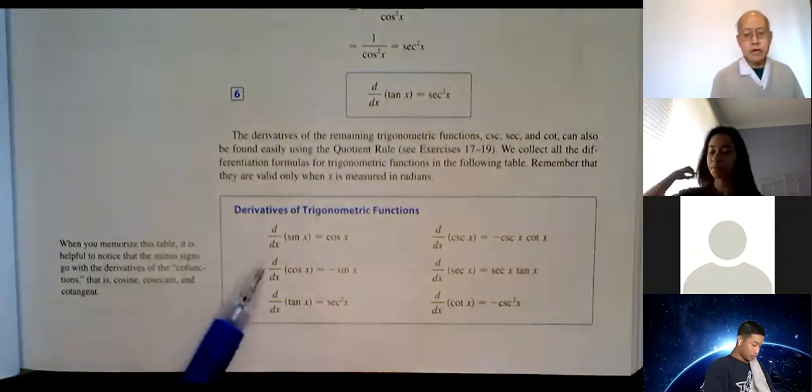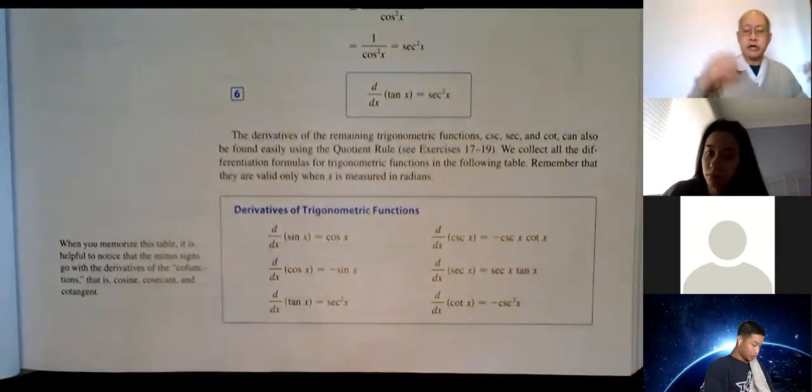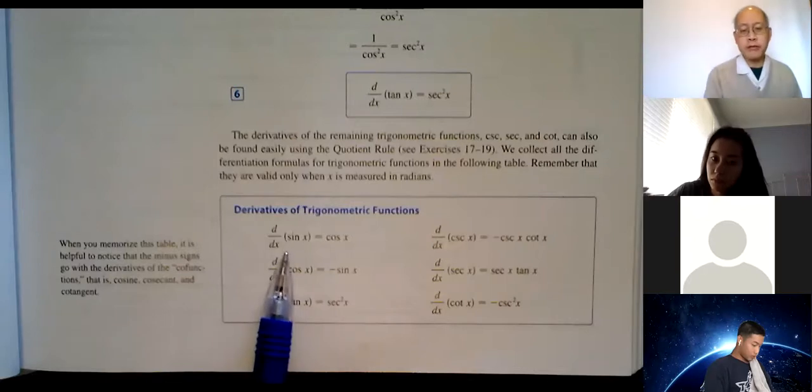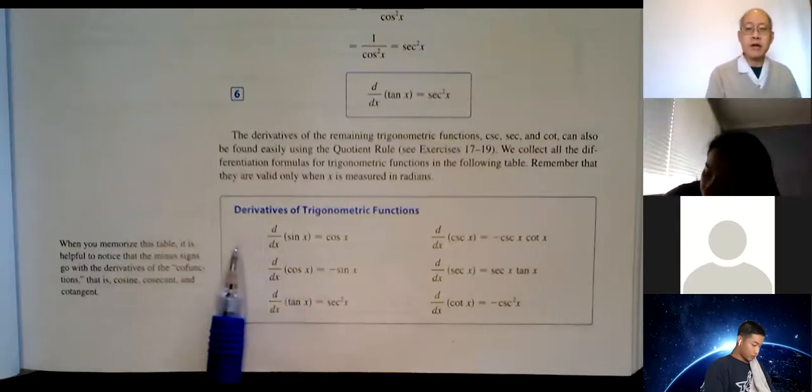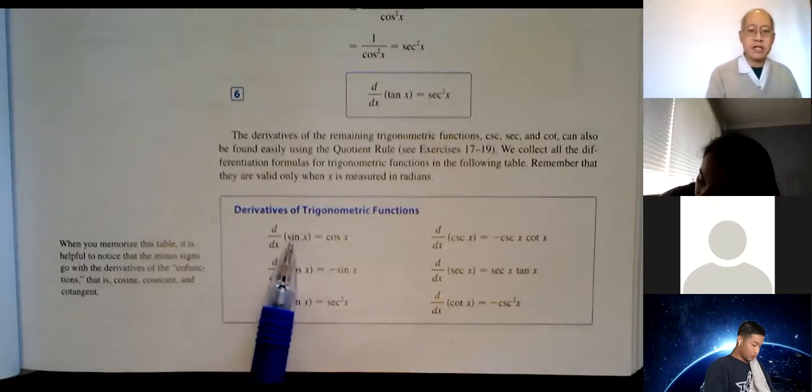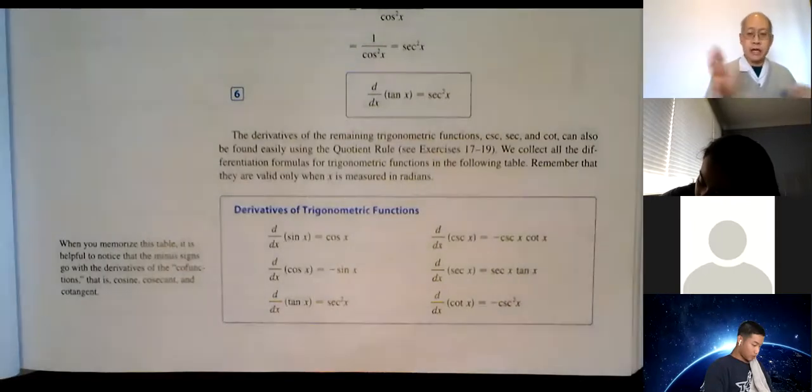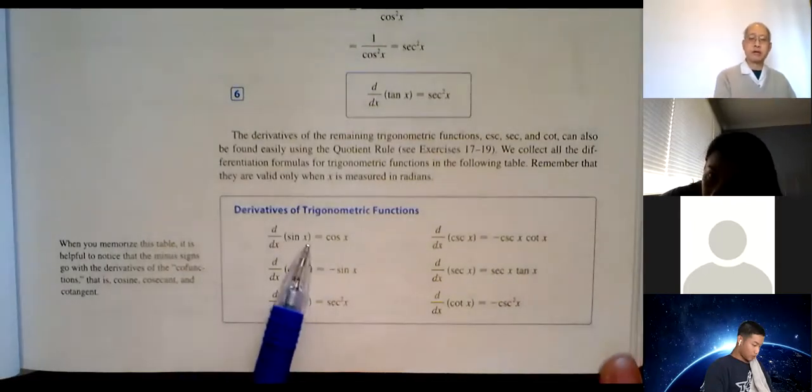Okay. How do you prove them? By using the limit definition. So I'll just mention, if you wanted to prove the derivative of the sine function, you would go limit as h approaches 0, sine of x plus h minus sine of x all over h, and do a bunch of stuff. But this is what it comes out to be.